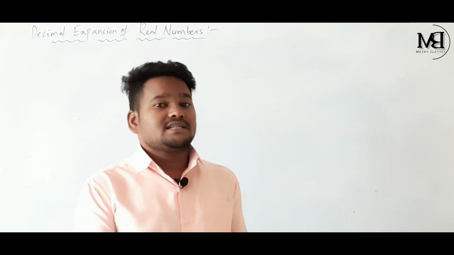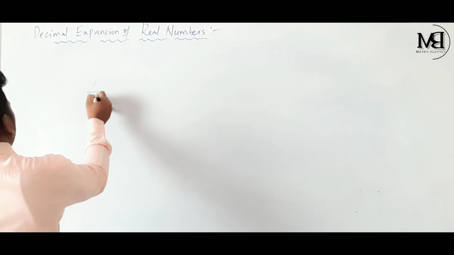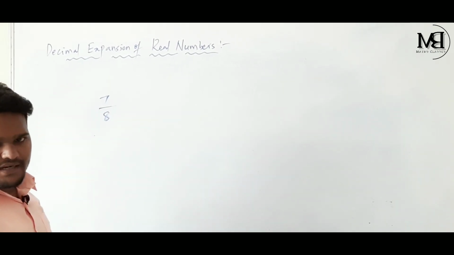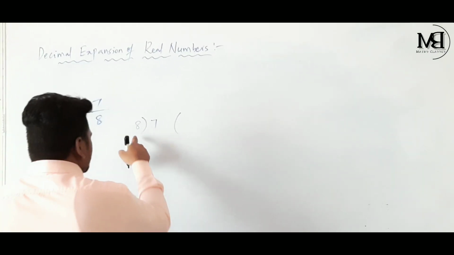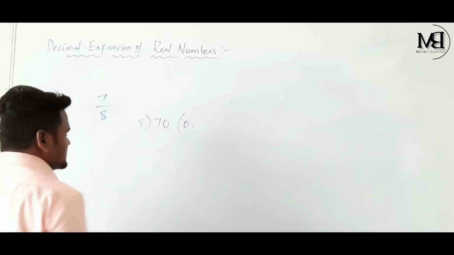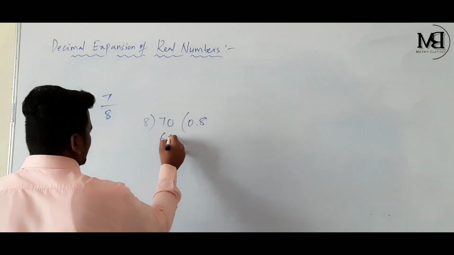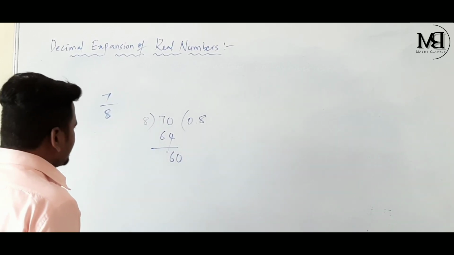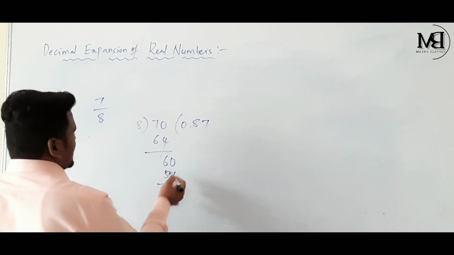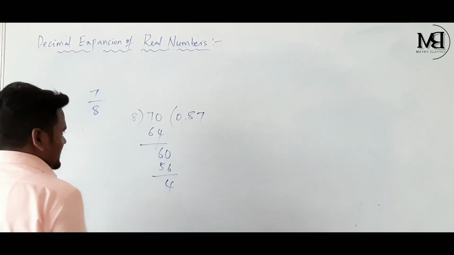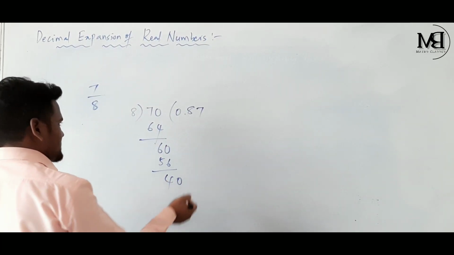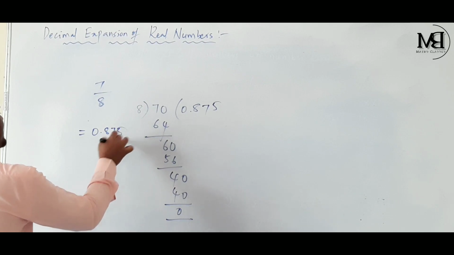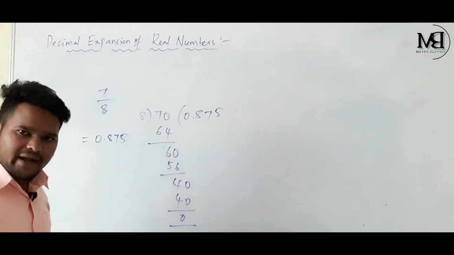Okay, let's take one example which gives remainder 0: 7 by 8. Here we divide the numerator by the denominator. See children, 7 is not divisible by 8, so I take 0 point, and I get 0 here. Next, 8 8s are 64. 70 minus 64 is 6. 6 is not divisible, so I take 0 here. Next, 8 7s are 56. 60 minus 56 is 4. Not divisible, so we take 0 here. Next, 8 5s are 40. 40 minus 40 is 0. The value of 7 by 8 is 0.875.